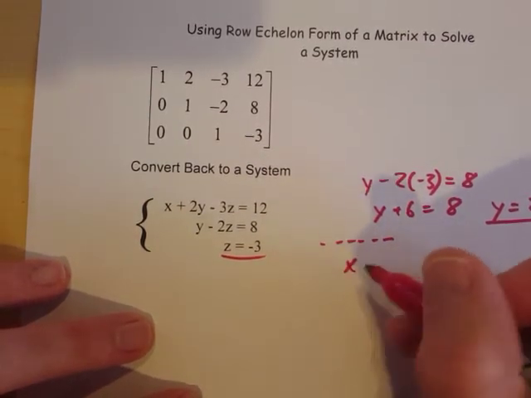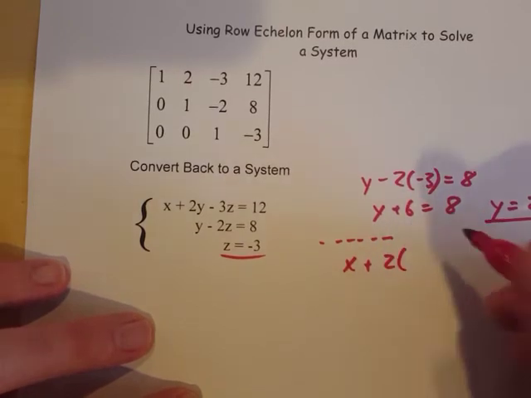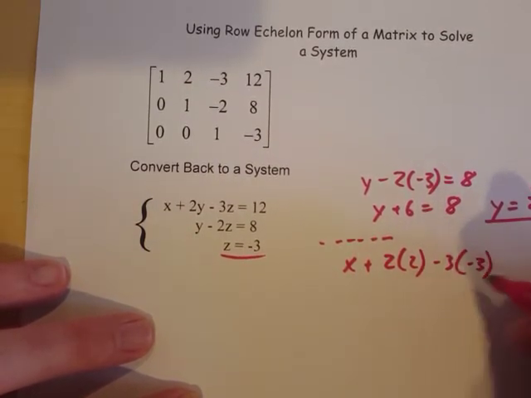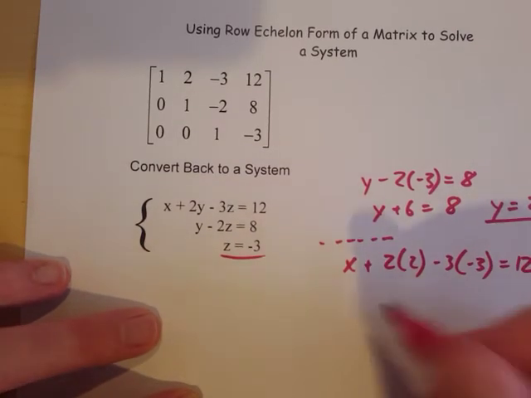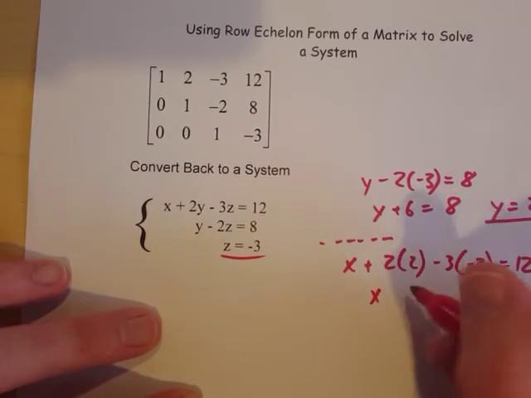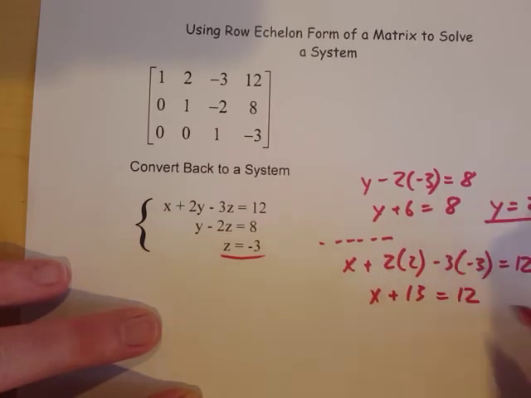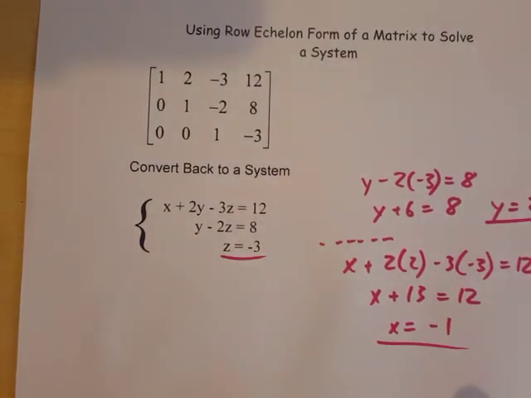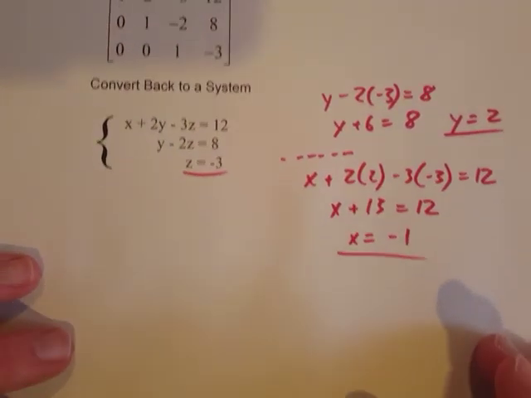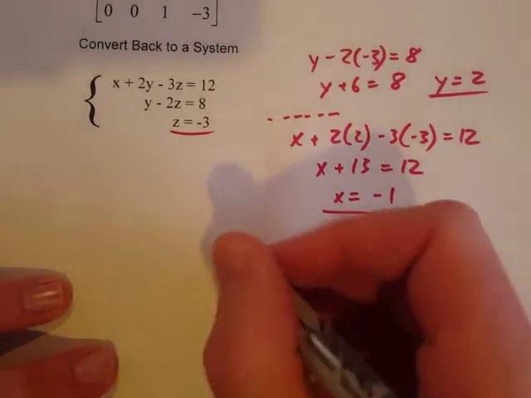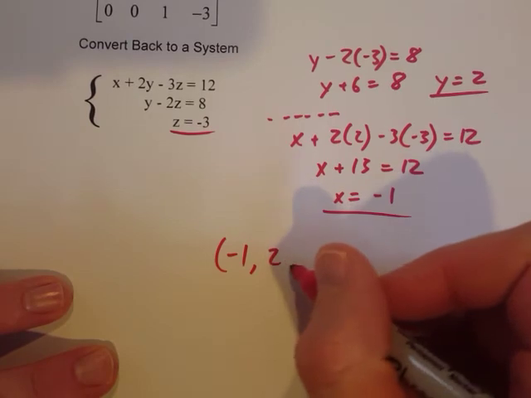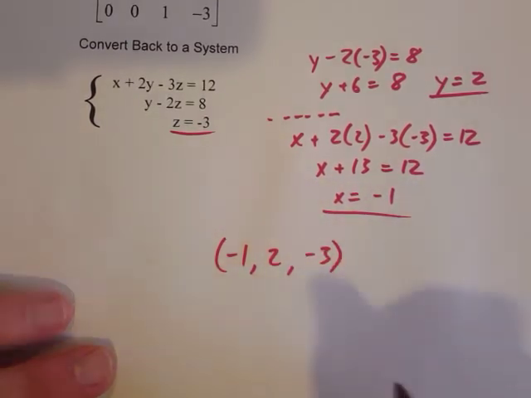Then we can plug the 2 and the negative 3 into the first equation. We get x plus 2 times 2 minus 3 times negative 3 equals 12, which is going to mean that x plus 13 equals 12. Subtract 13, x equals negative 1. That's our third value. And so finally we can put this into an ordered triple where it's negative 1, 2, negative 3 for x, y, z.